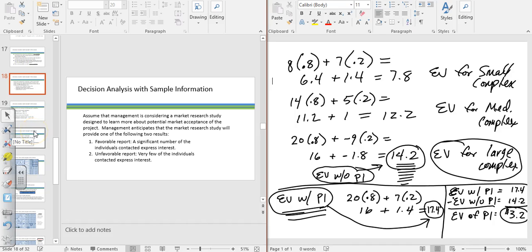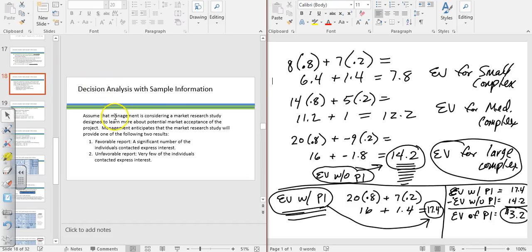Let's see what we have here. So, okay, here's the problem. So assume that a management company, this is the example that we're going into now. So assume the management company is considering a market research study designed to learn more about potential market acceptance of the project. Management anticipates that the market research study will provide one of the following two.